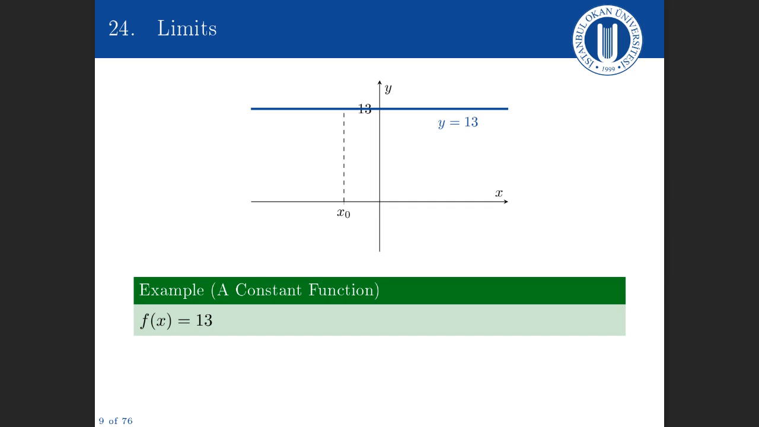A constant function. Here's a function which is always equal to 13. Choose any x0, and then I want to ask the question, how does the function behave if x is close to x0? Well, the function is always equal to 13. Doesn't matter if x is close to x0 or not close to x0, 13 is always 13. The limit as x tends to x0 of 13 is equal to 13.